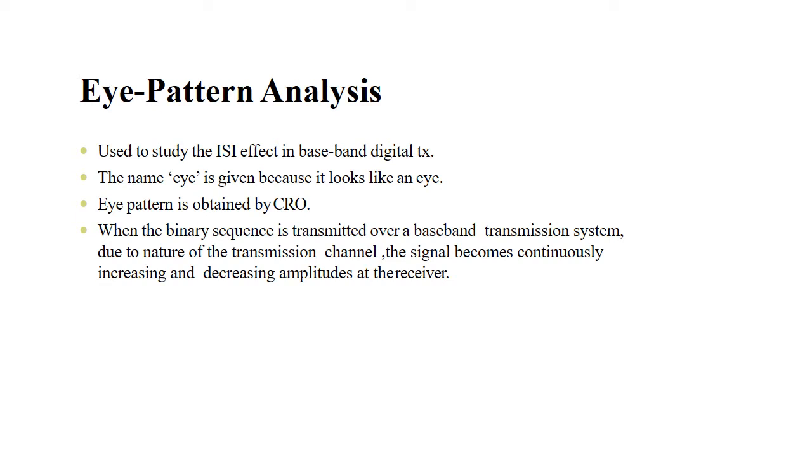The name I is given because it looks like an I. The I pattern is obtained by CRO when the binary sequence is transmitted over the baseband transmission. Due to the nature of the transmission channel, the signal becomes continuously increasing and decreasing in amplitude at the receiver side. This type of analysis is known as the I pattern analysis.